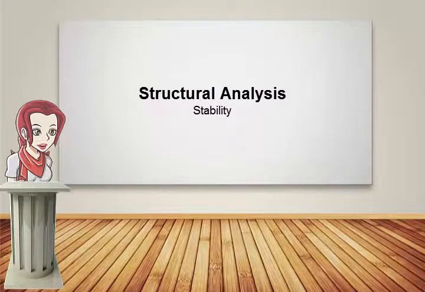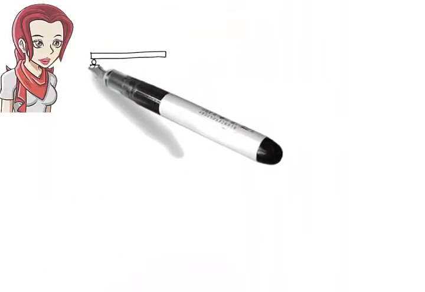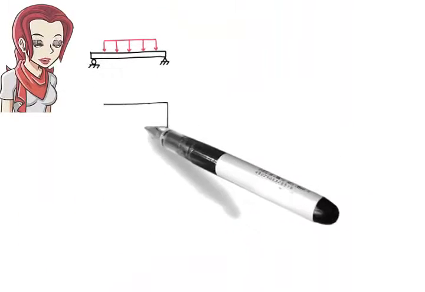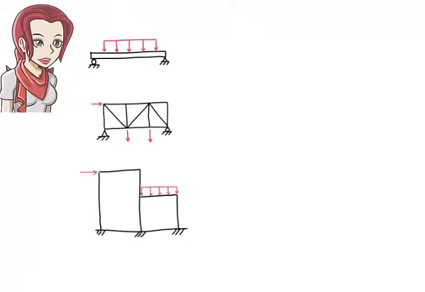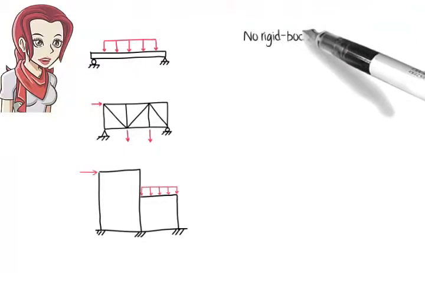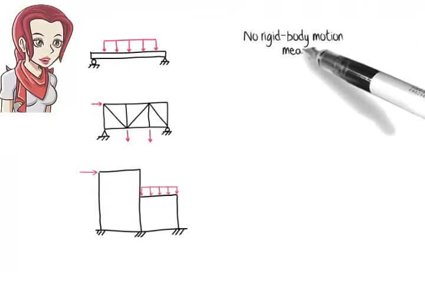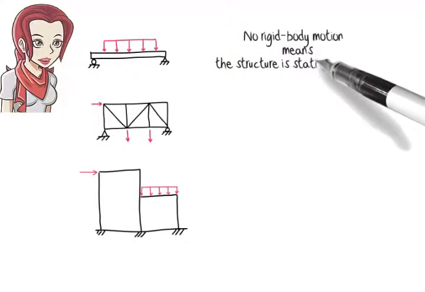In this session, I'm going to talk about stability of structures. A structural system, be it a beam, a truss, or a frame, can be viewed as a rigid body that is properly restrained by one or more supports. Such a system is said to be externally stable if it does not undergo any rigid body motion, regardless of the position of the applied loads.